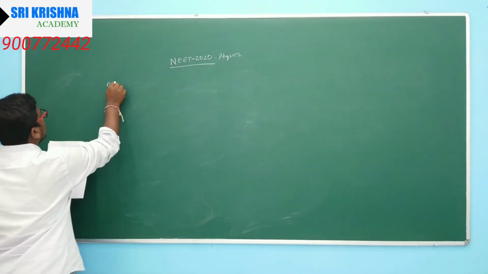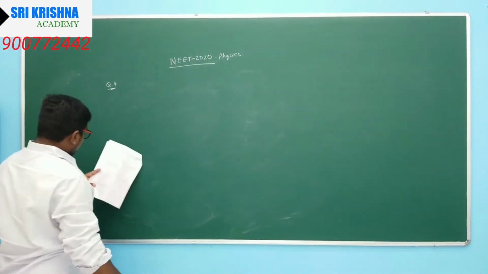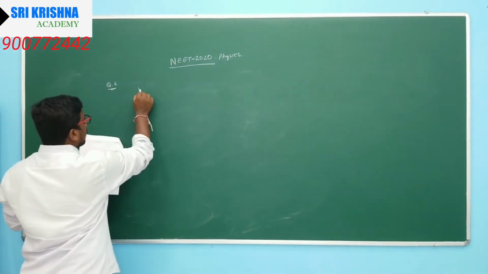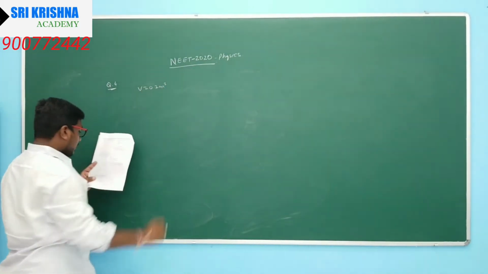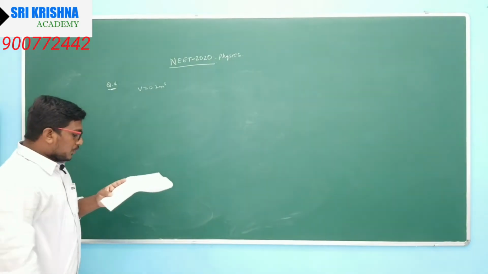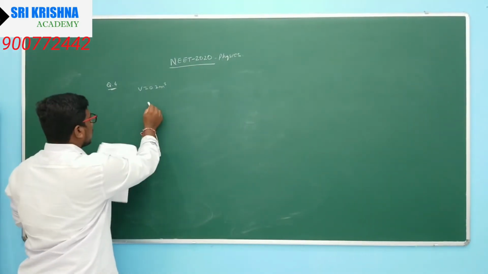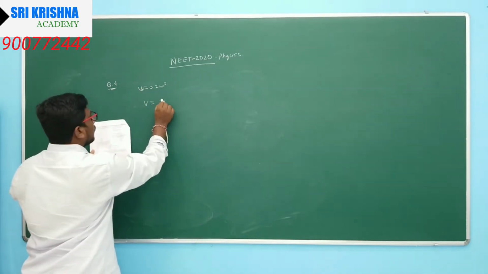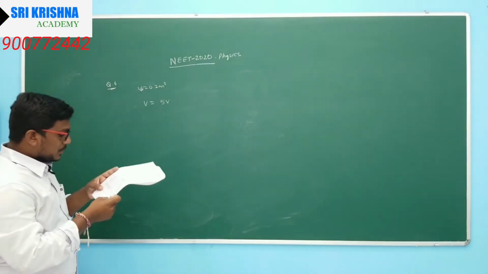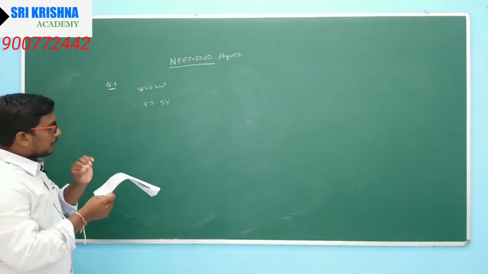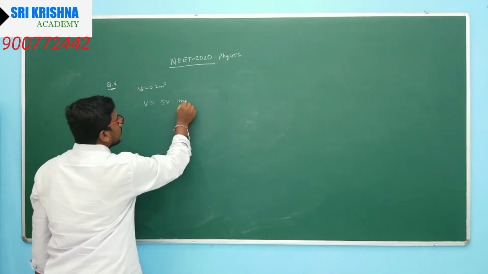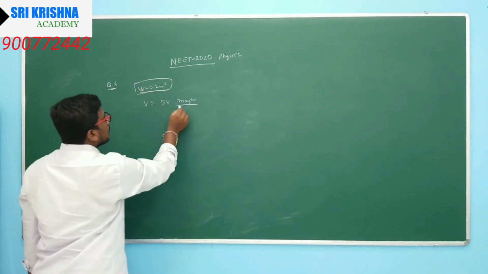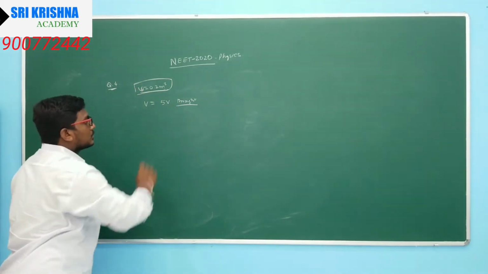Question number 4. In a certain region of space with a volume of 0.2 meter cube, the electric potential is found to be 5 volts. Look at the question properly: the electric potential is found to be 5 volts throughout. He is mentioning throughout, so throughout the given volume, the potential is constant, 5 volts throughout.